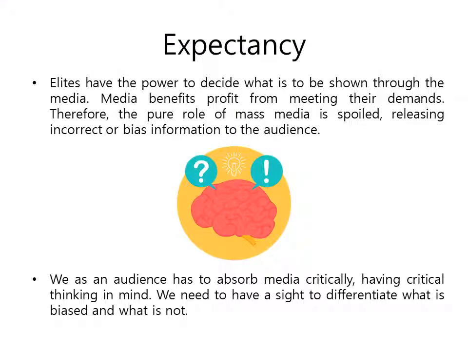According to Noam Chomsky, the general population doesn't know what's happening and it doesn't know what it doesn't know. This refers to the powers behind the media, which are not introduced to the audience. Media is definitely controlled by the elites. They have the power to decide what is to be shown through media. Media benefits profit from meeting the demands of the elite. Therefore, the pure role of mass media is spoiled, releasing incorrect or biased information to the audience. We as an audience have to absorb media critically, requiring critical thinking, and we need to have the insight to differentiate what is biased and what is not.